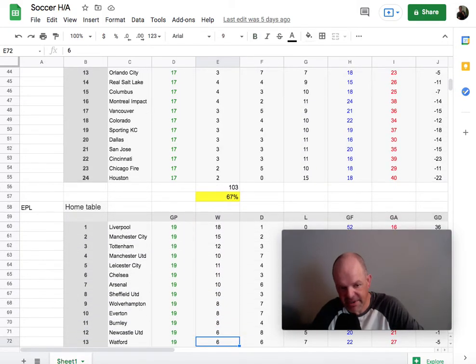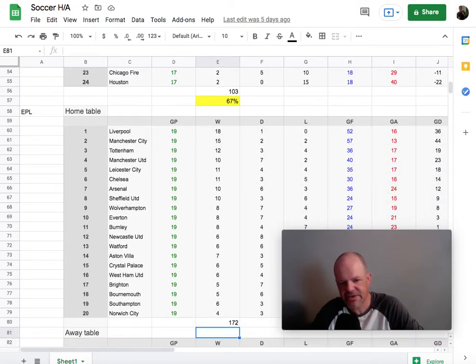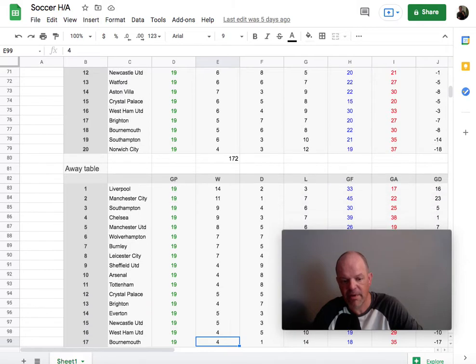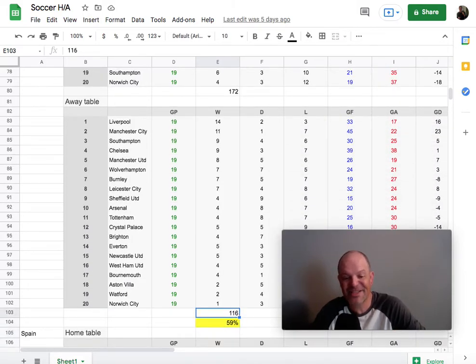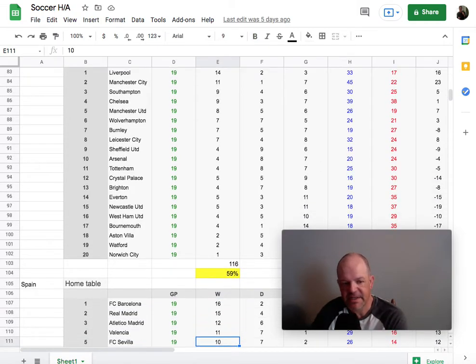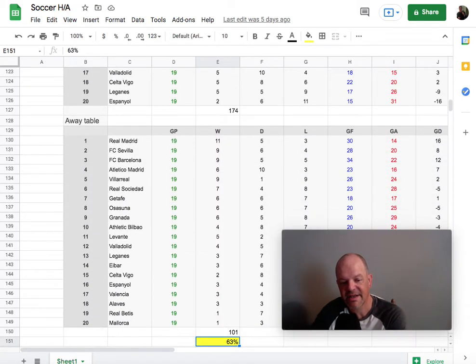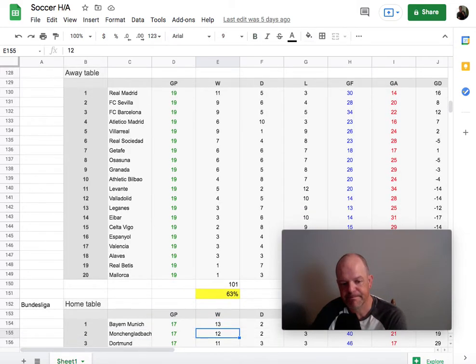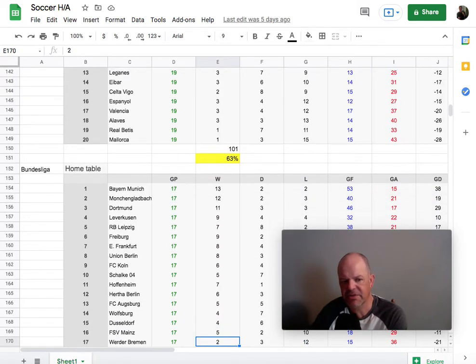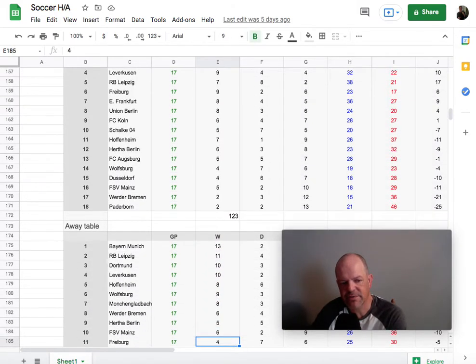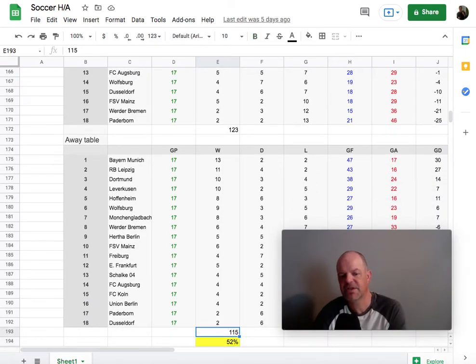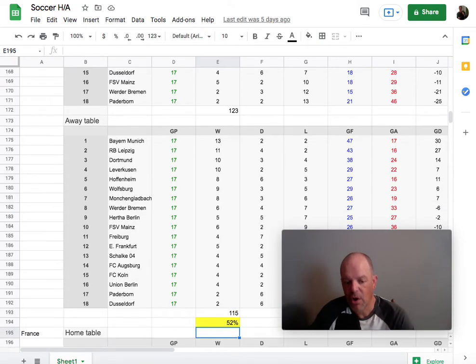Let's look at the English Premier League. Again, 2019 to 2020 season, 172 wins at home versus 116 on the road. That's a 59% chance. So I was probably being very liberal with the 50%. Let's look at Spain. This one's huge. 174 home wins versus the away team winning 101 times for a 63% home team winning. Bundesliga, this was the only one that was close. 123 wins for the home team and just 115 for the away team for a 52% home win percentage.